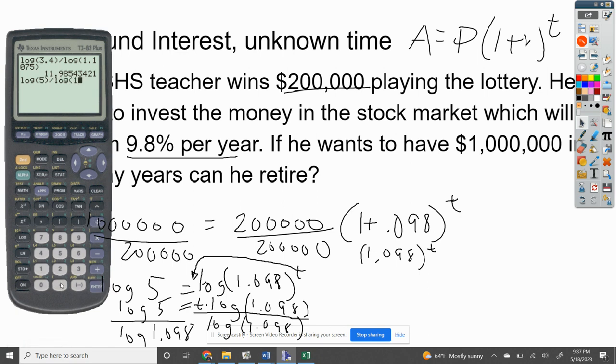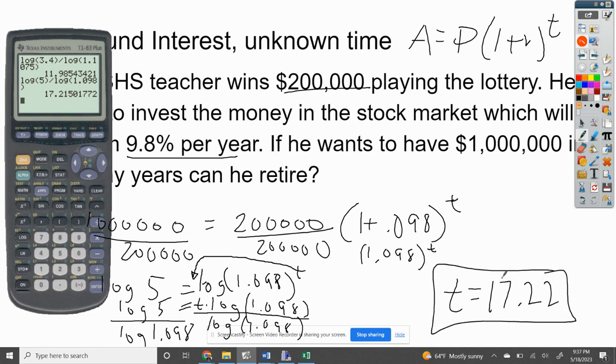So log of 1.098, close parentheses. My guess is about 16, 17 years? There we go. Yeah, so 17.21 is T. So that's going to take about a little over 17 years.